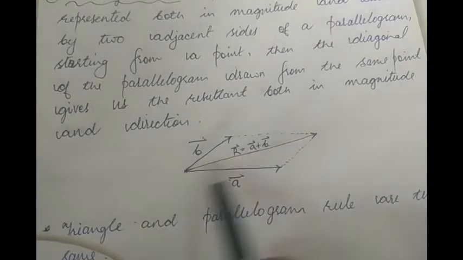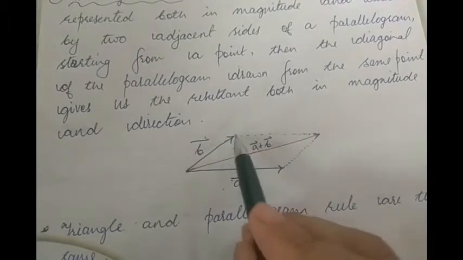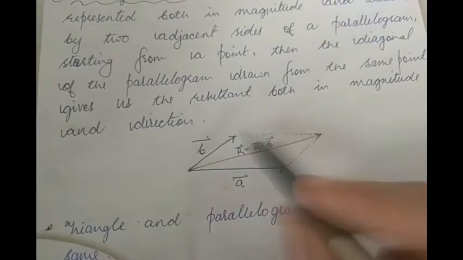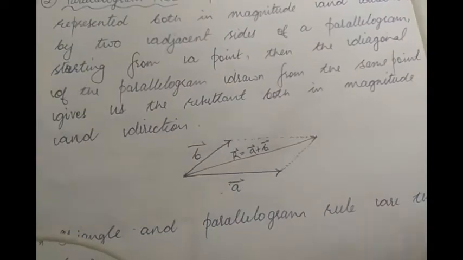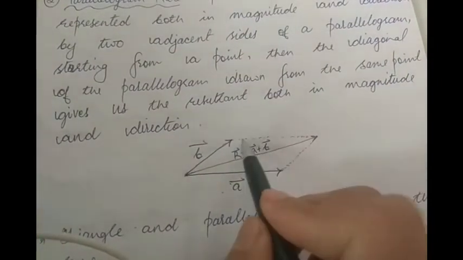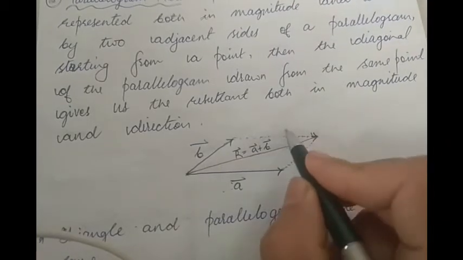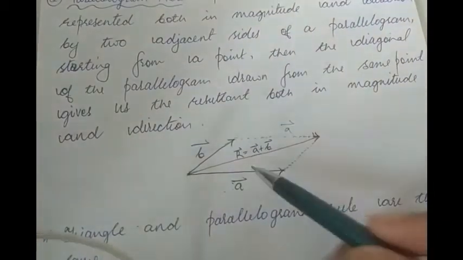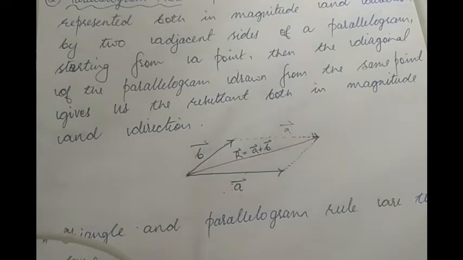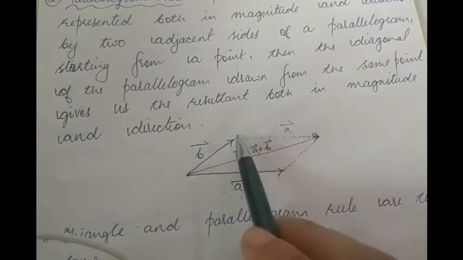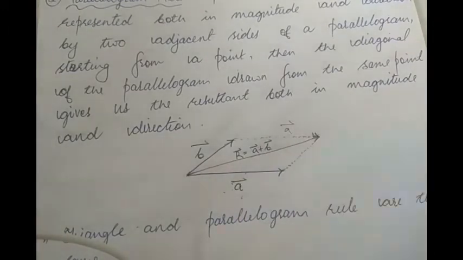Now to get the diagonal, we first have to complete a parallelogram. Using these dotted lines, I complete my parallelogram. And mind you, if this is vector A, then this, if I take its direction, is also vector A, because the opposite sides of a parallelogram are parallel and equal, of course. So this vector has the same direction as vector A, and it has the same magnitude, same length. So this is also vector A.